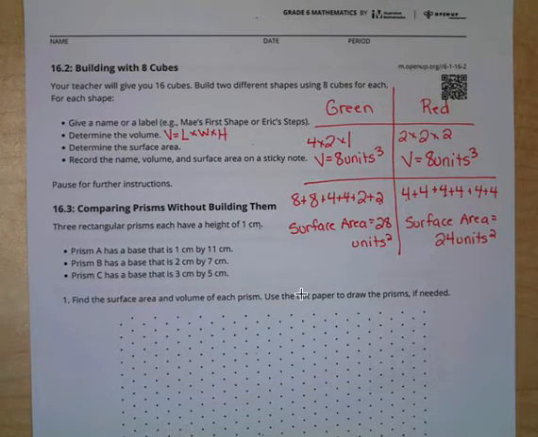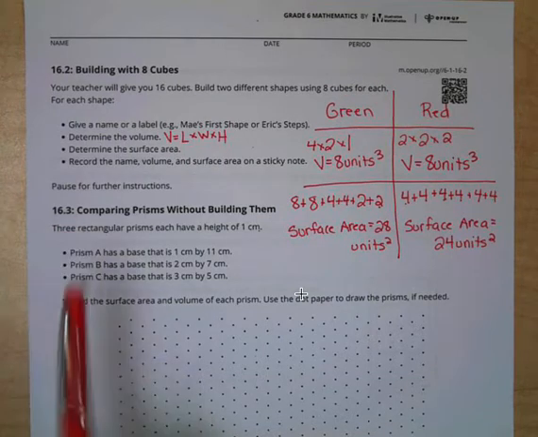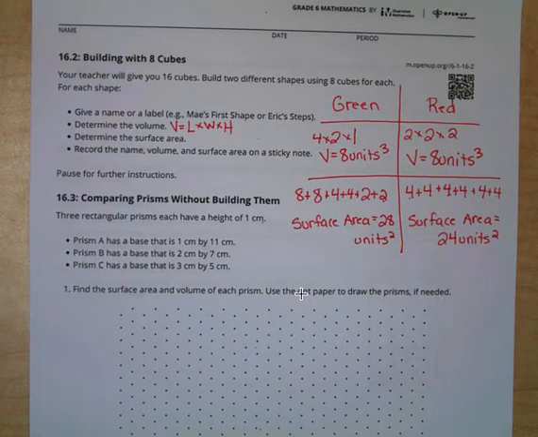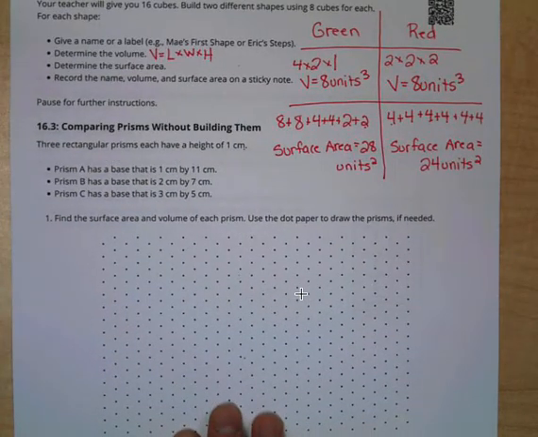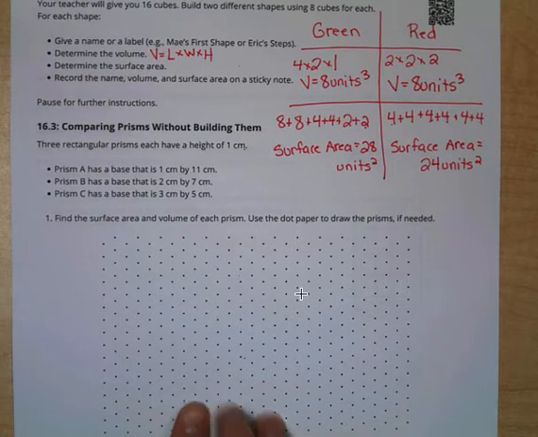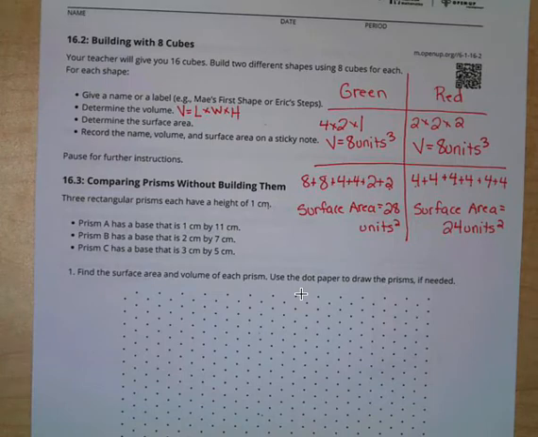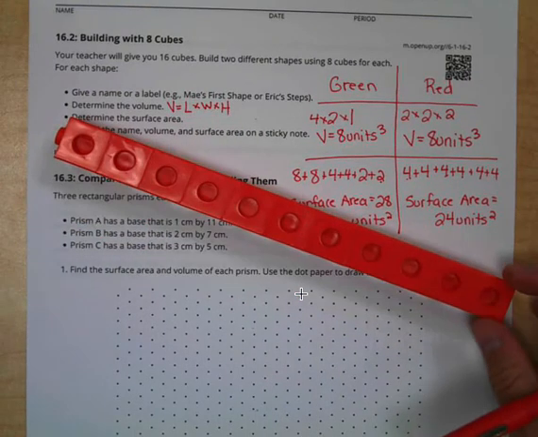And when you're ready, we're going to move down to where it says 16.3, which is comparing prisms without building them. All right, so we have 3 different prisms here, and I have built them to show you. You can draw them down here if you feel like this is needed, but this is an optional part. You do not have to draw them. It says that prism A is 1 centimeter by 11 centimeters by 1 centimeter. So we have a block that looks like this.